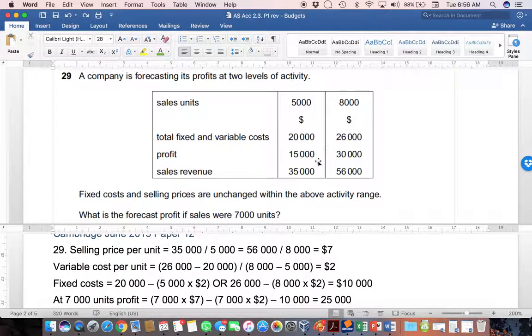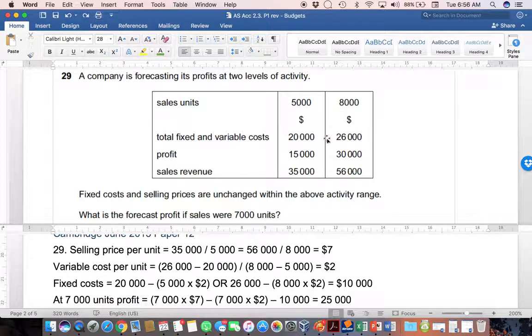So you can actually see from this, and it doesn't matter which column you use, either column, if you take 35,000 divided by 5,000 units or 56,000 divided by 8,000 units, in both cases you'll get a selling price of $7. And you can also now work out your variable cost per unit.